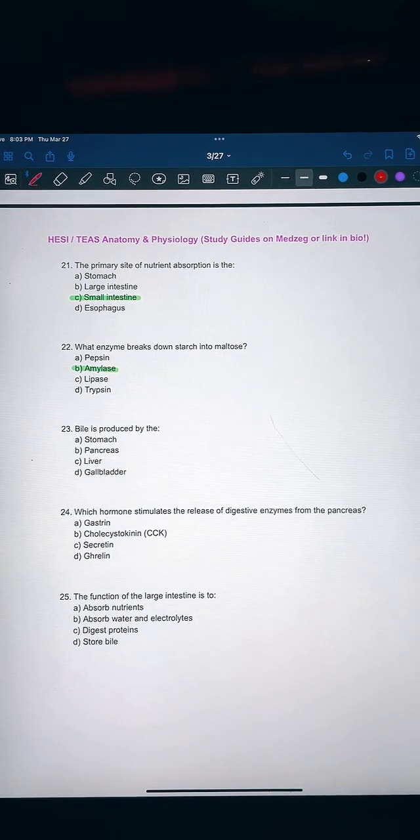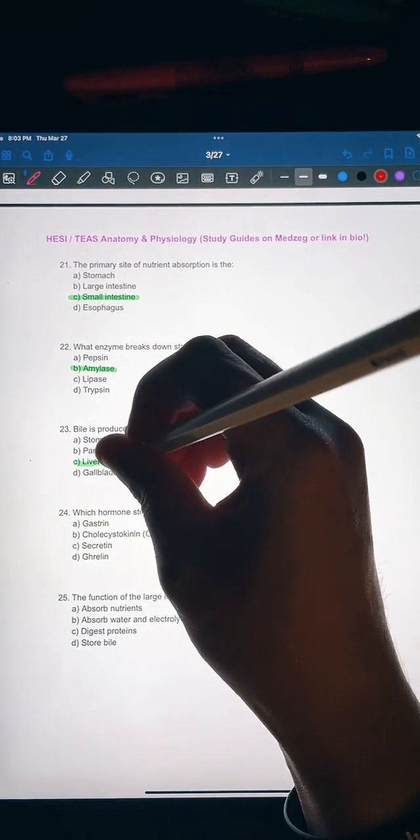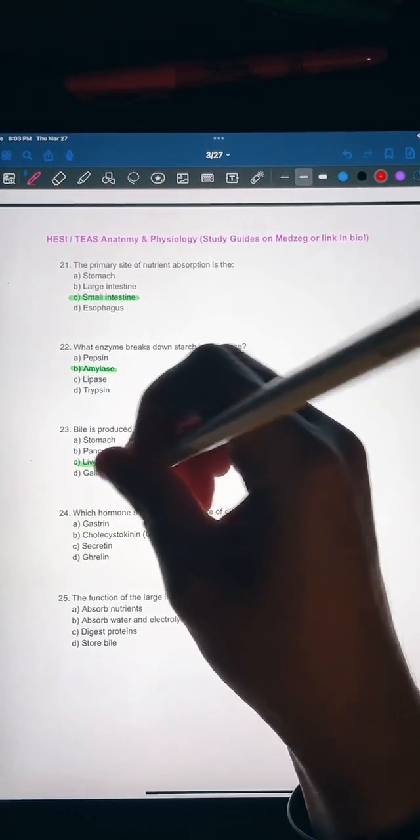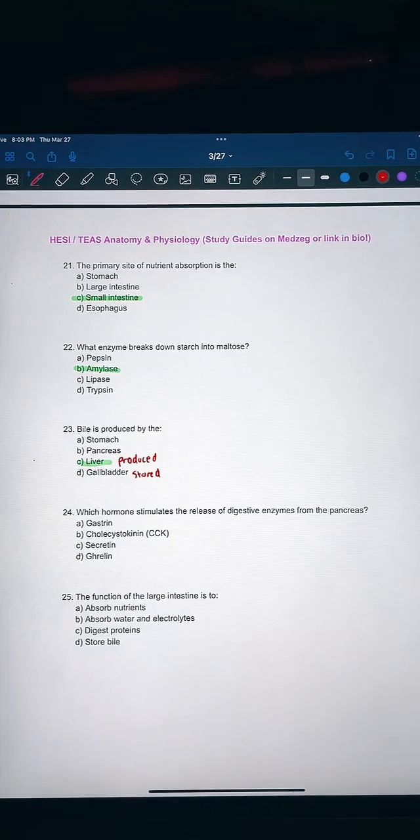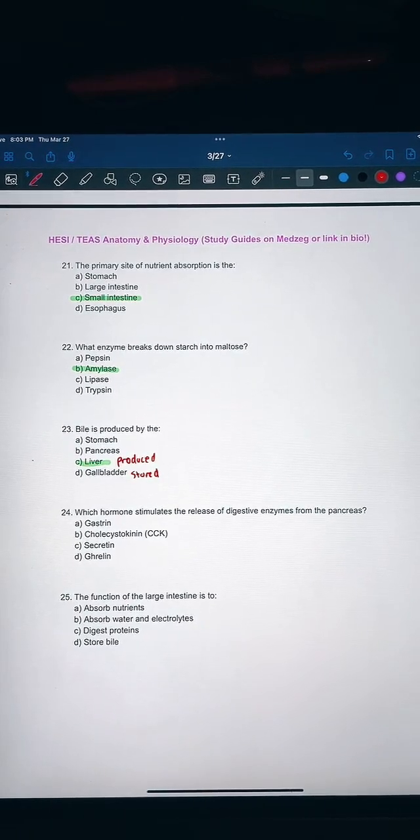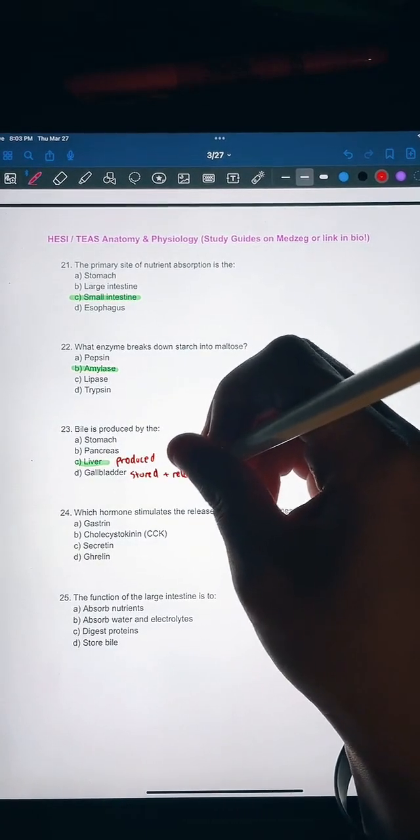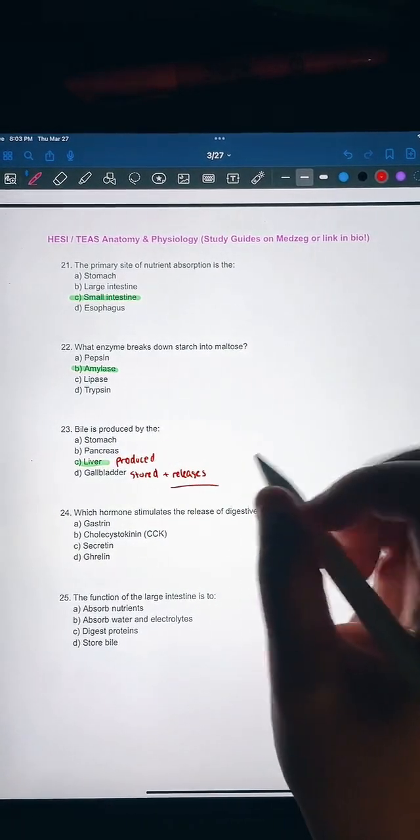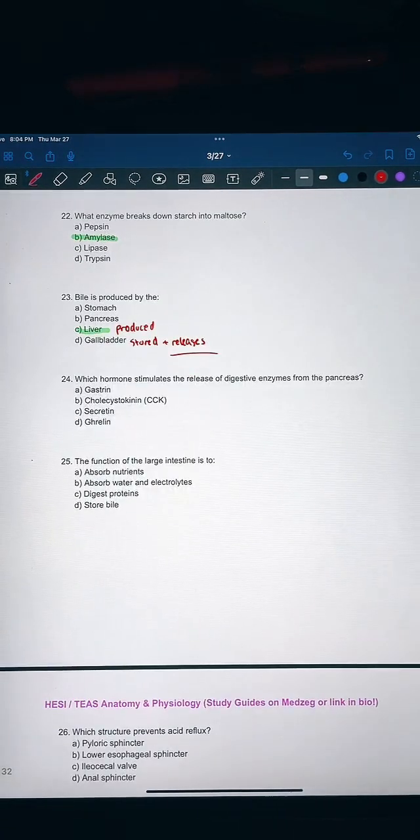Awesome, guys. It is C. It is produced by the liver and it is stored in the gallbladder. So produced by the liver and stored in the gallbladder. It's important that you remember the difference between that. Just because something releases something doesn't mean it produces it. All right, moving on to number 24.